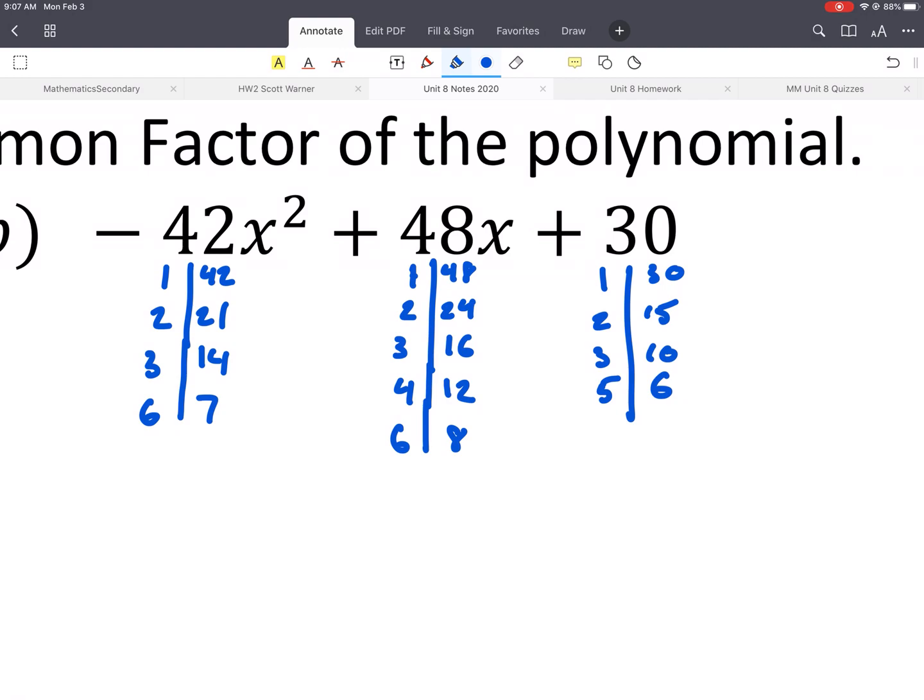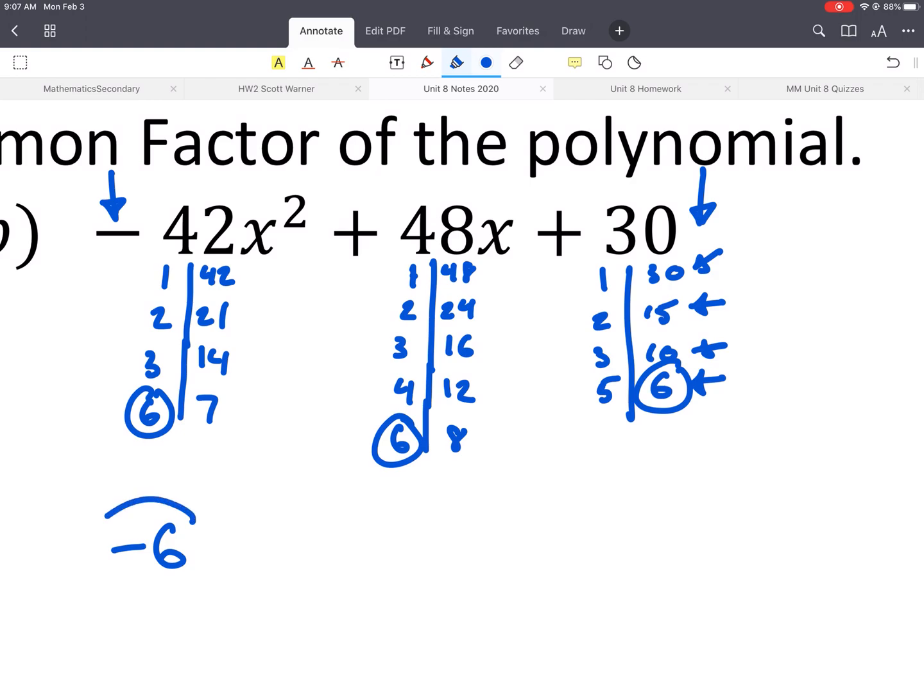Okay, and then we'll just look at the greatest common factor. Is 30 in all three? Nope. Is 15 in all three? Nope. Is 10 in all three? Nope. What about 6? 6 is in all three. So the greatest common factor for the numbers will be 6. And then we can't take out any x's because there's not an x in the last term. But we do have a leading negative, so we'll just factor out a negative 6. The greatest common factor would be negative 6.